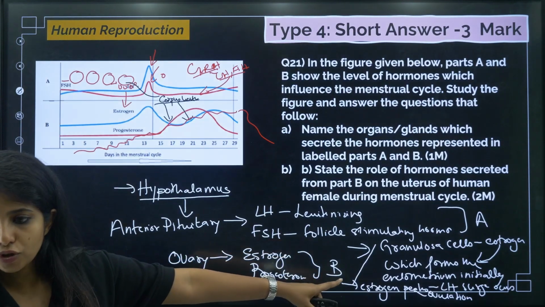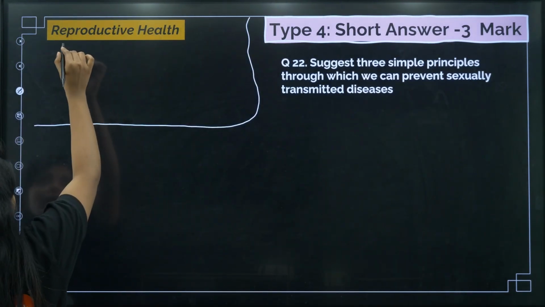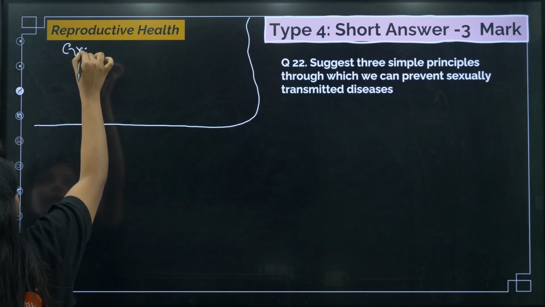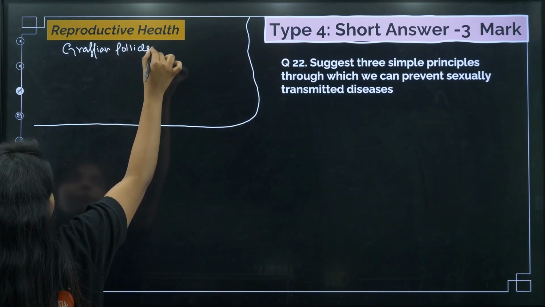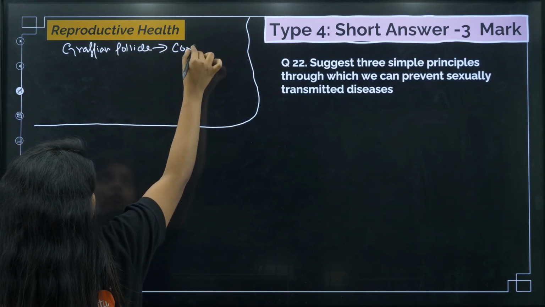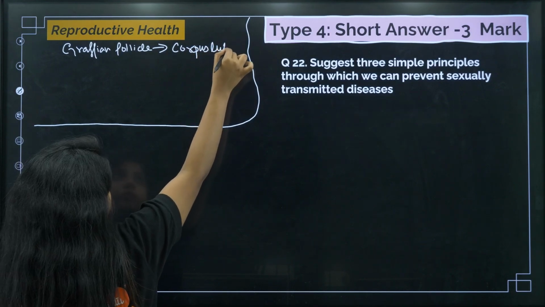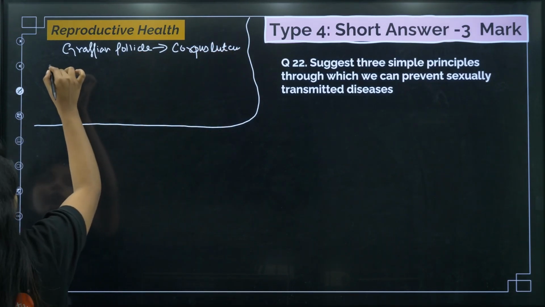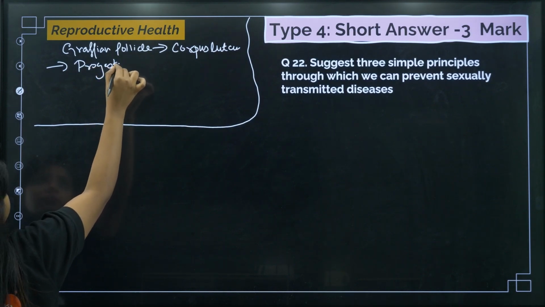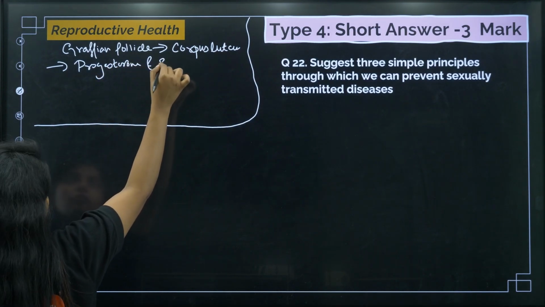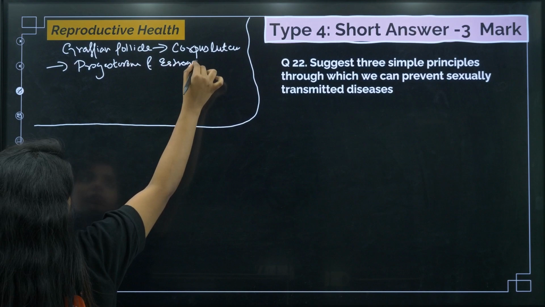That is the role of estrogen. But when you talk about progesterone, what will happen? Now the Graafian follicle will be transforming into corpus luteum, and the corpus luteum will be releasing what? Progesterone and estrogen, which will do what?